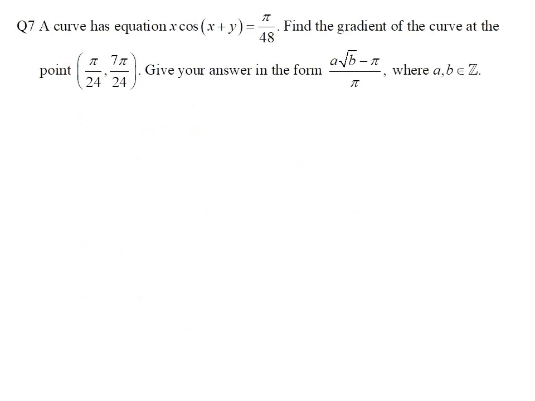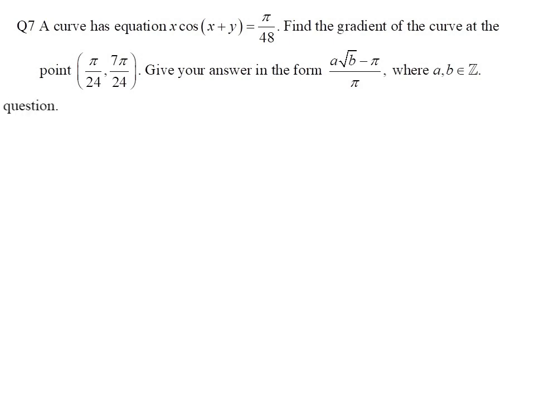In question 7, a curve has the equation x times cosine of the sum of x plus y equals pi over 48. The question is to find the gradient of the curve at the point (pi over 24, 7 pi over 24), and give the answer in the form a times (square root of b minus pi) all over pi, where both a and b are integers.